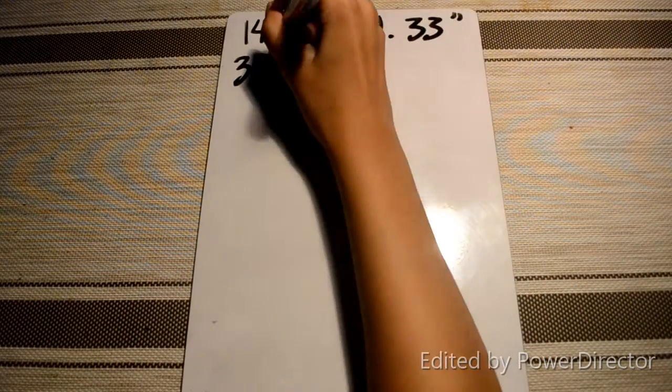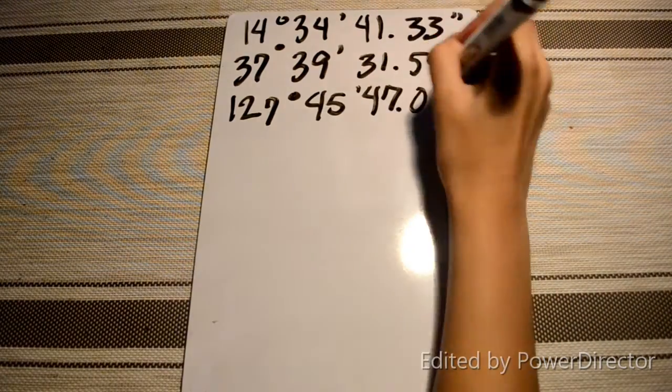To prove that it is a triangle, the sum of the three angles must be 180.